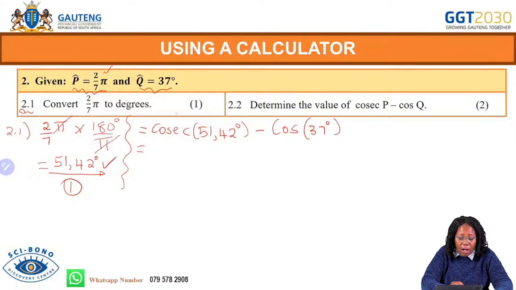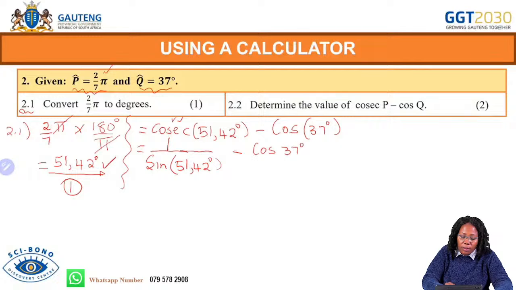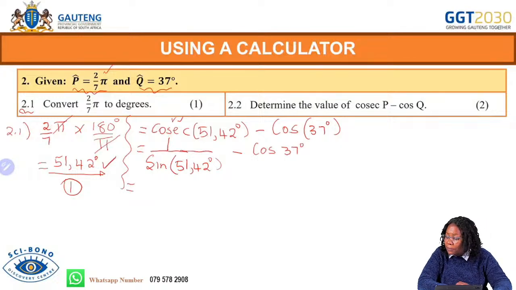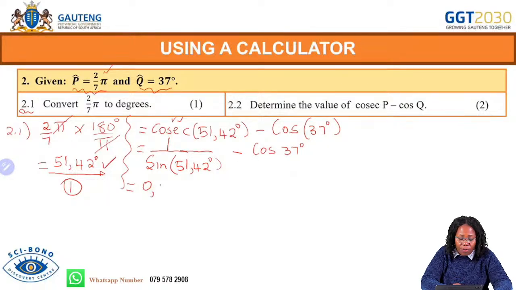And then remember your calculator, you do not have a cosec button because it's a reciprocal. So we need to take this back to its reciprocal, of which is 1 over the sine. Sine of what? 51,42, of which is our angle there, minus the cos of 37 degrees. So 1 over sine 51,42 minus the cos of 37 is giving us 0,48 as our answer there.